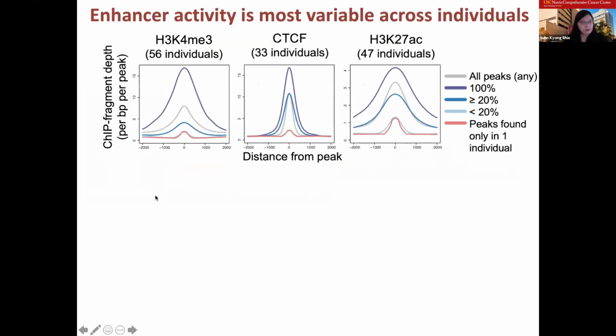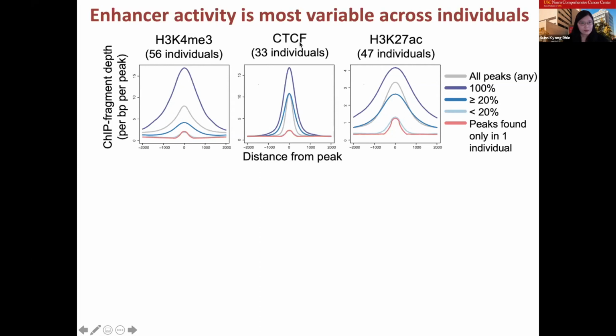This is the result of our ChIP-seq data. We performed data analysis using a subset of individuals after quality check. For H3K4me3, we generated ChIP-seq data from 56 individuals, and we checked the ChIP-seq signals at peaks found in all individuals, 100%, peaks found in more than 20% of individuals, and peaks found in less than 20% of individuals. As you can see, the H3K4me3 mark has a much stronger signal for the peaks found in all individuals, and for the 20% and less-than-20% groups the signal was very small.